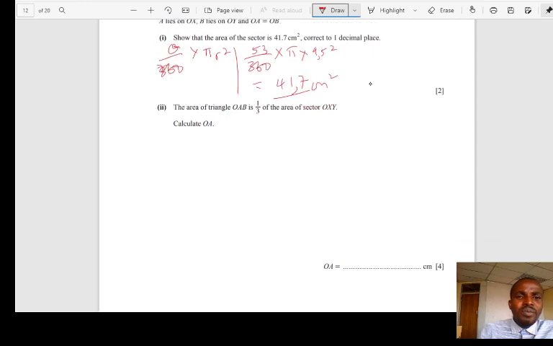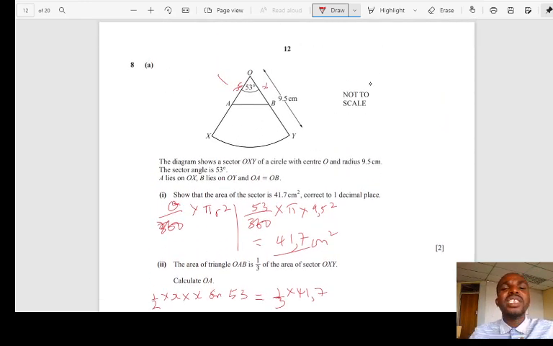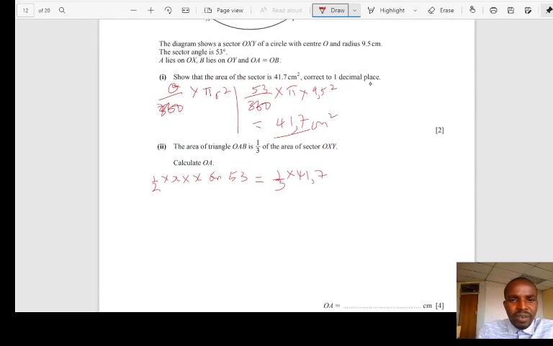So the area of the triangle is half times X times X times the sine of the angle, which is 53 in this case, equals 1/3 the area of the sector, which is 41.7. So the area of a triangle, half X times X times the sine of the angle 53, equals 1/3 the area of the sector. So it will be X squared over 2 sine 53 equals 1/3 of 41.7.